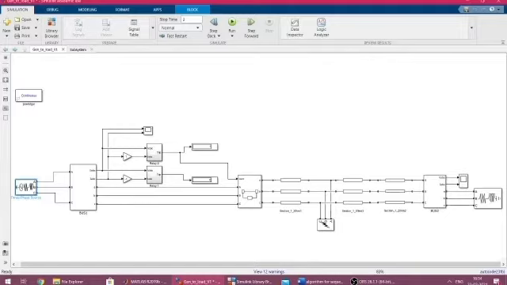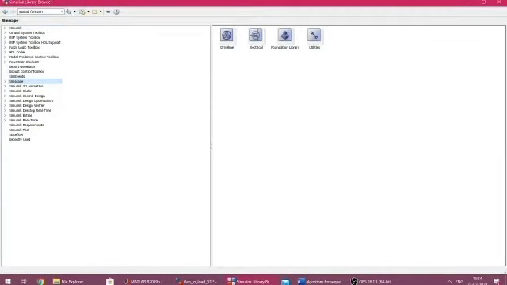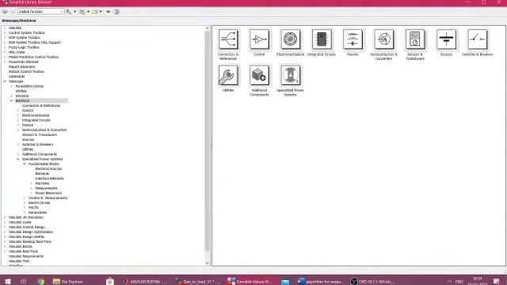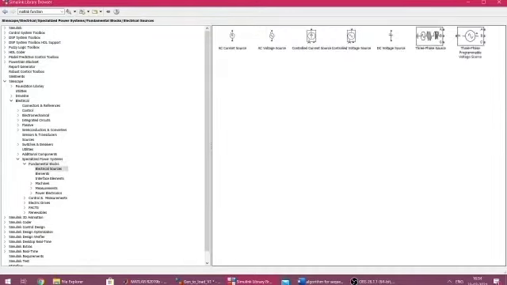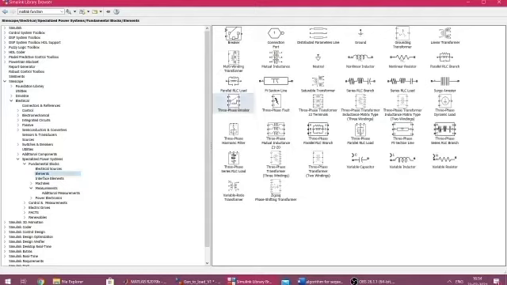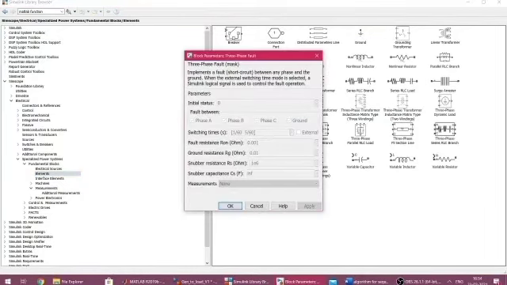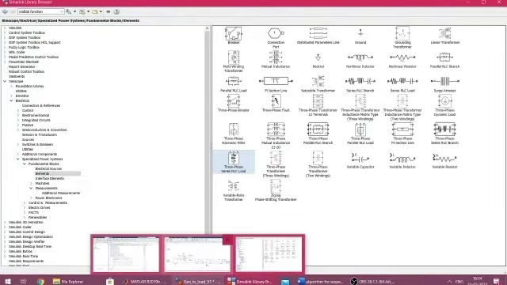Before modeling the system, we need to get the components from the Simulink library browser. From Simscape, we will choose Electrical, Specialized Power Systems, Fundamental Blocks, and from there we will choose Electrical Sources, and here we will add the three-phase source. From Measurements, the three-phase voltage current measurement block, and from Elements we will choose the three-phase breaker, three-phase fault, and three-phase series RLC load. Depending upon our requirements, we can add other components to our model too.